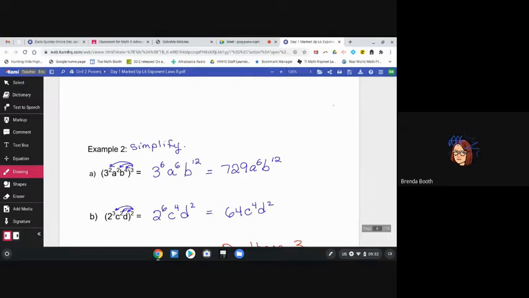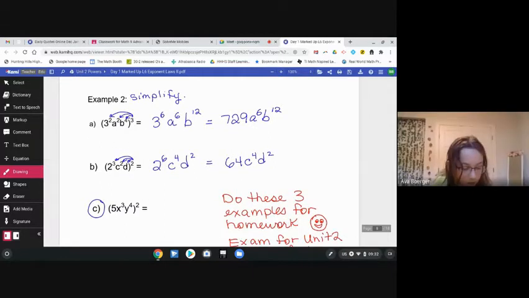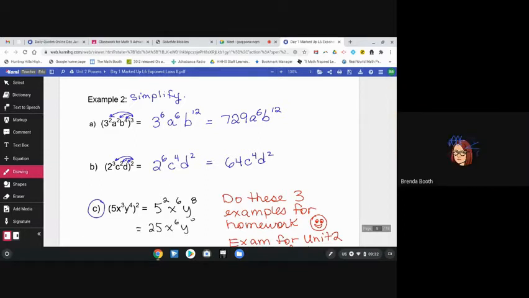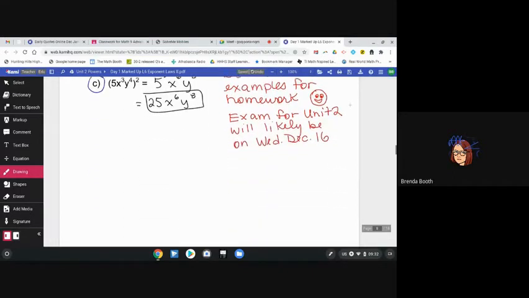So Ava, did you find it? Example 2, question C. 5 to the power of 2 times x to the power of 6 times y to the power of 8, and then you have 25 x to the power of 6 y to the power of 8. You got it. Nice work. Any questions there, you guys? All right, good work, Ava. Let's have a look at the next one.